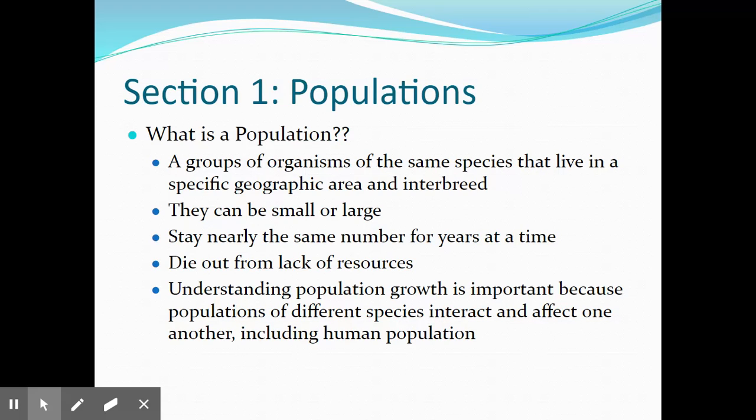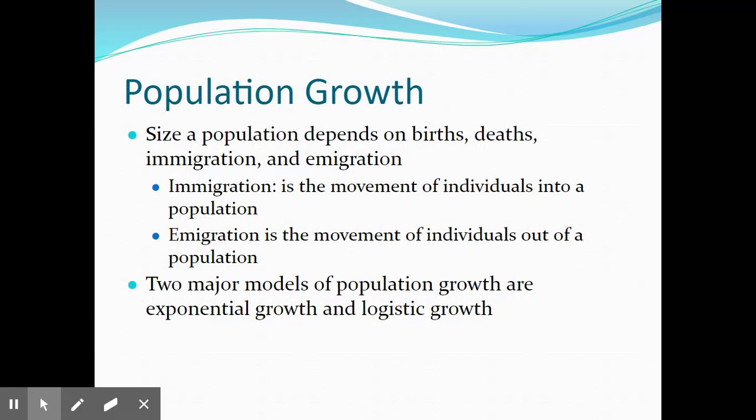Populations can be small or large in numbers. They can stay near the same numbers for a long period of time, or they can increase or decrease. The dying out of a species is usually caused by a lack of resources or because of competition. Understanding how a population grows is important because populations of different species interact and affect one another, including the human species. Population growth: the size of the population depends on 4 factors: birth rate, death rate, immigration, and emigration.